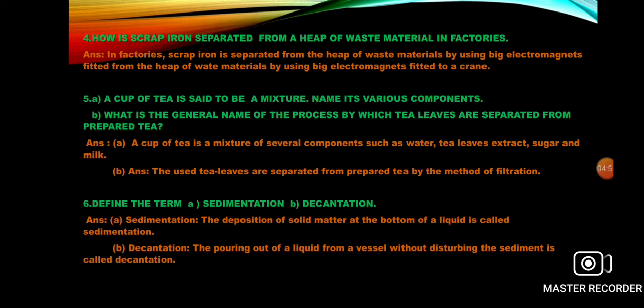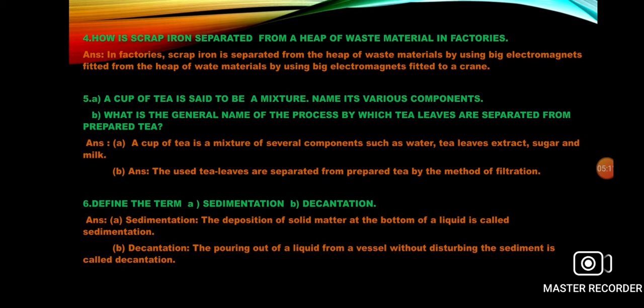What is the general name of the process by which tea leaves are separated from prepared tea? Tea leaves can be separated from prepared tea by the method of filtration, simply by the method of filtration. Next, define the term sedimentation and decantation.